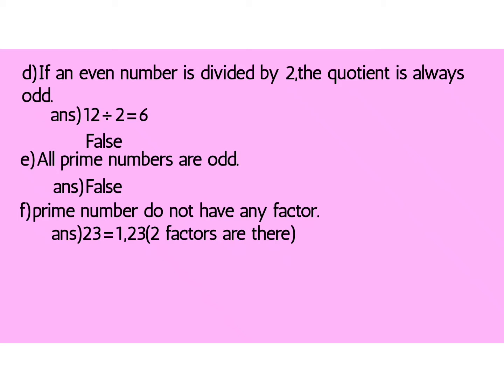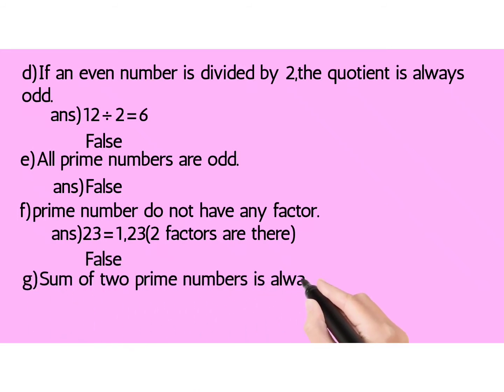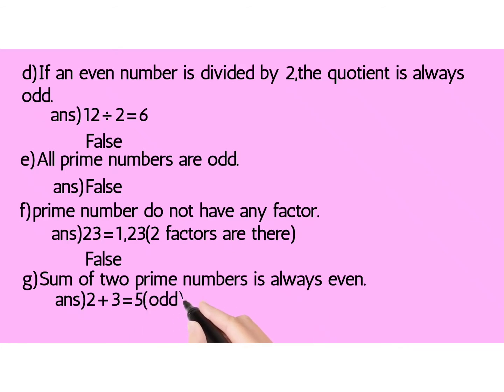Now G. Sum of two prime numbers is always even. Let's take any two prime numbers. We can take 2 plus 3. 2 plus 3 is equal to 5. 5 is an odd number. So this statement is false.